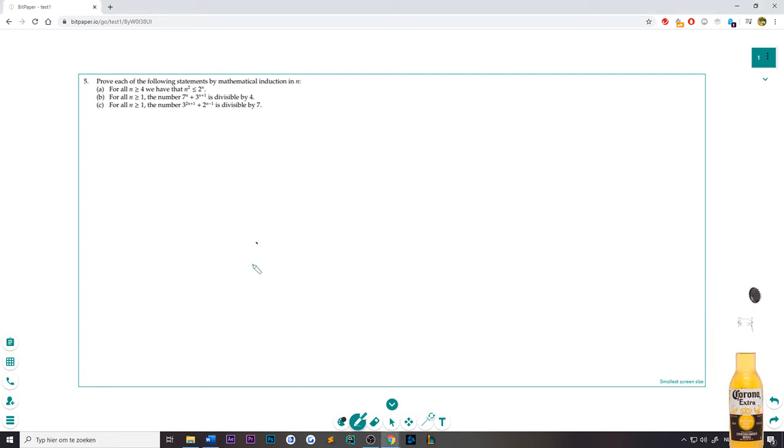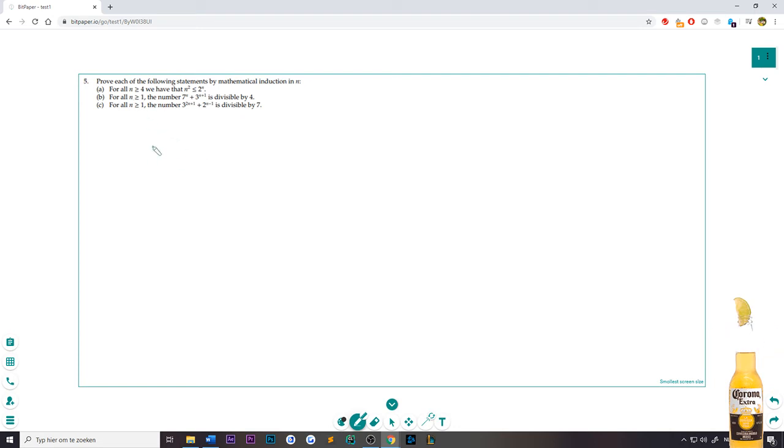Right, so for question 5, we have to prove each of the statements by mathematical induction in n, okay? And so we say that for all n bigger or equal than 4, we have that n squared is smaller or equal to 2 to the power n, okay?